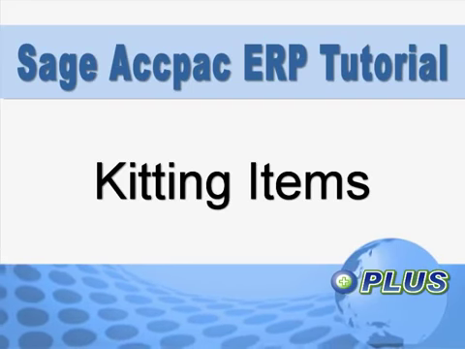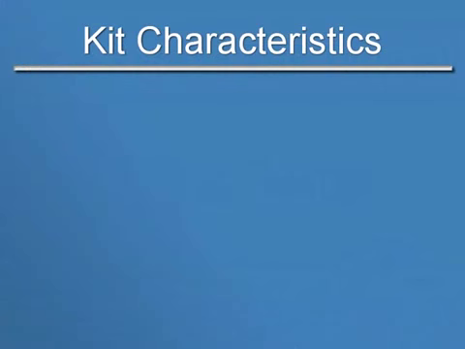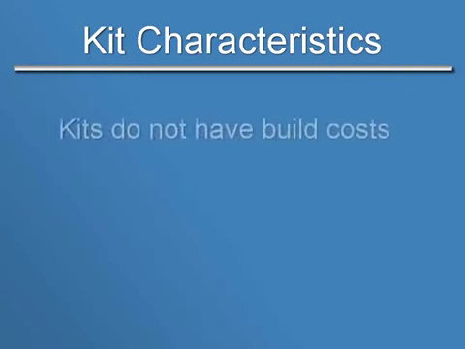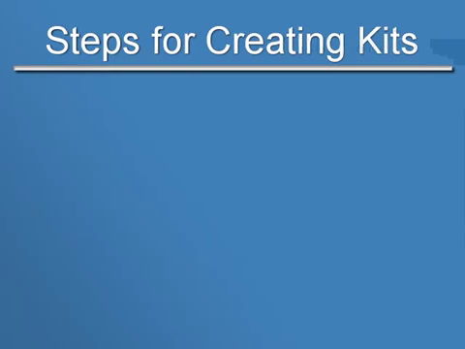Before we get started, there are some important characteristics of kits that need to be mentioned. First, kits do not have build costs, and second, a kit is not treated as a stocked item. Only the component parts are stocked. If you need the master item to be a stocked item, then you should consider using bills of material in Sage Accpac. So now let's jump in and take a look.